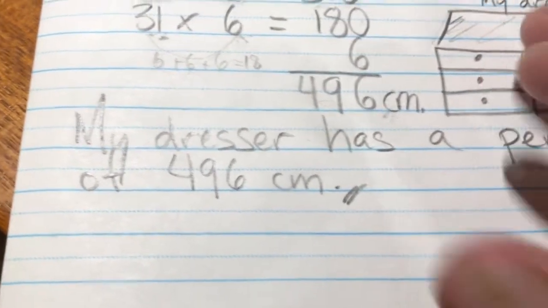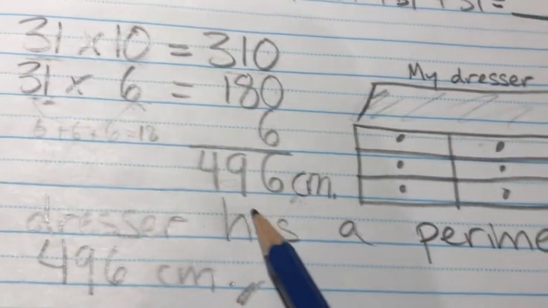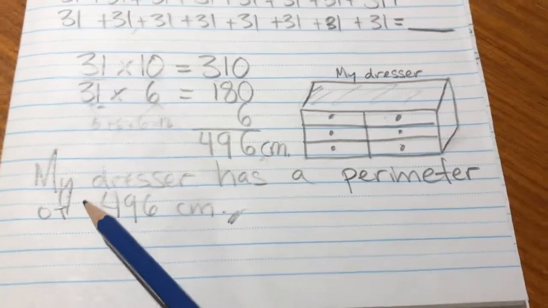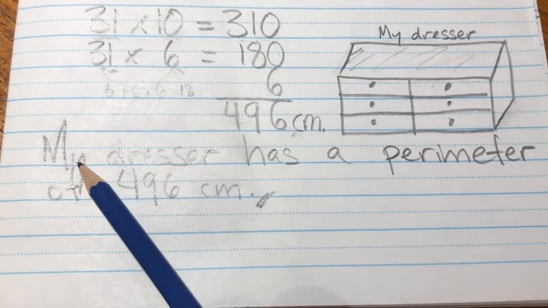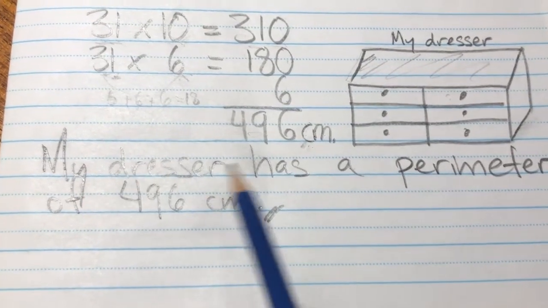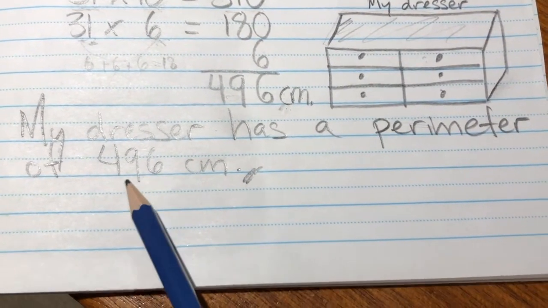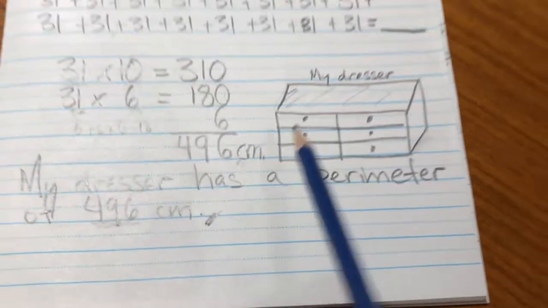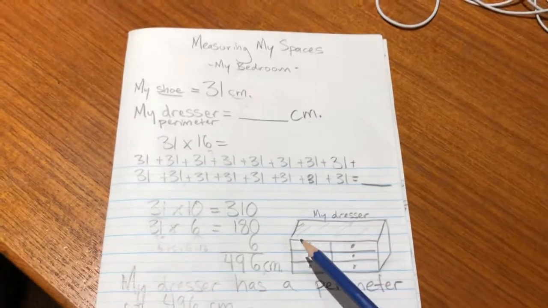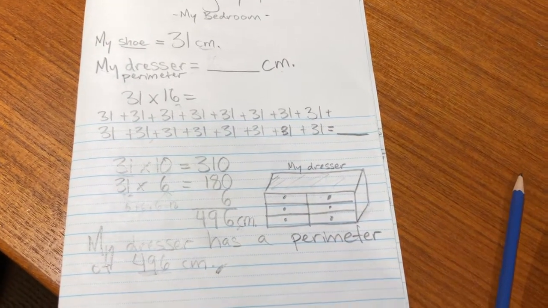So there we go. I have my picture, my numbers, and now I have to have words on my page as well. So a sentence just explaining what you found out. Mine says, my dresser has a perimeter of 496 centimeters. You can use that sentence. Your numbers will be different. And make sure you include that on this Measuring My Spaces Part 2 page.